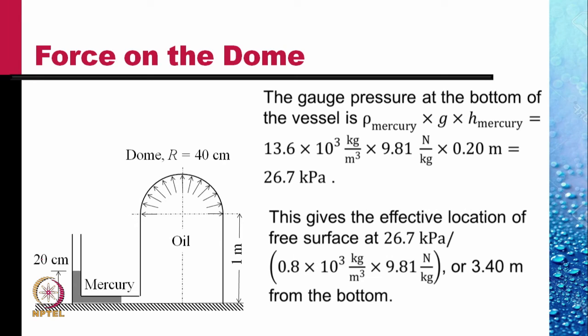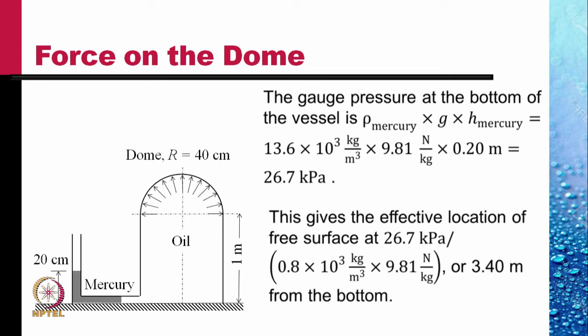Rho g h should be equal to 26.7 kilopascal. Rho of oil is 0.8 into 10 to the power 3 kilogram per meter cube. g is 9.8. And this multiplied by h would give you the pressure 26.7. The result is 3.40 meters from the bottom.